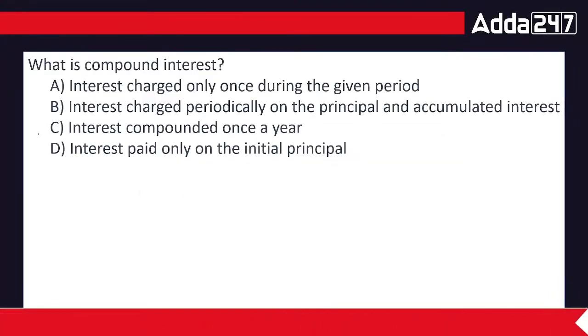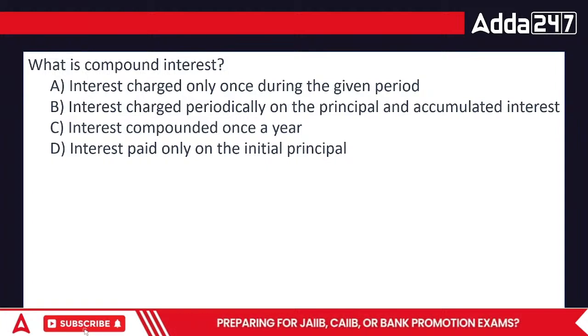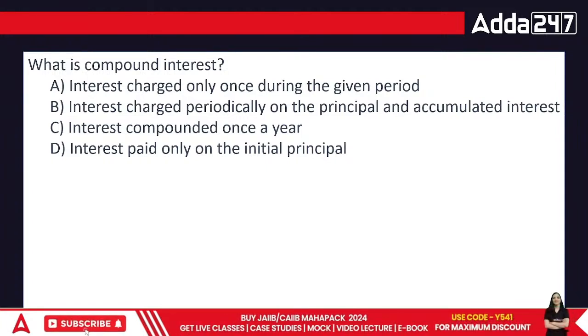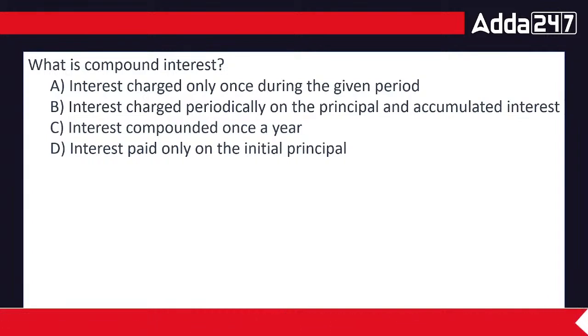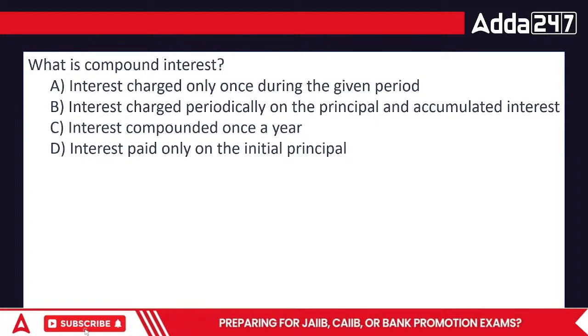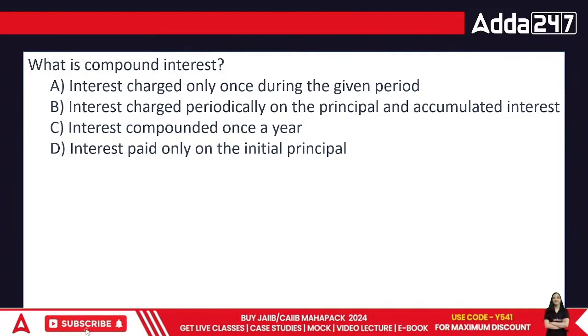Okay? What is compound interest, everyone? How do we define compound interest? Interest charged only once during the given period, interest charged periodically on principal and accumulated interest, interest compounded once a year, or interest paid only on initial principal. What's the formula?